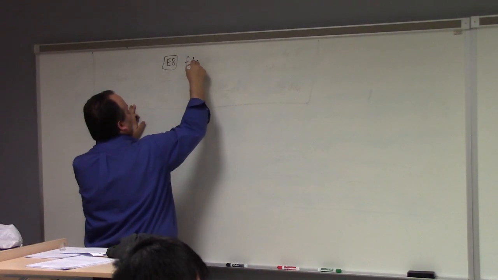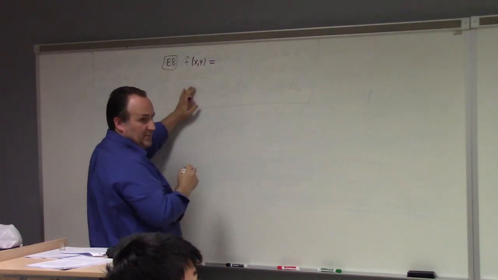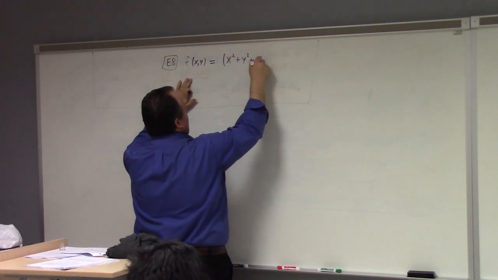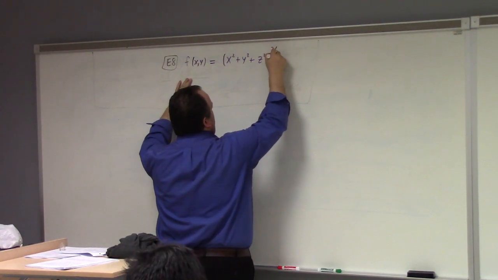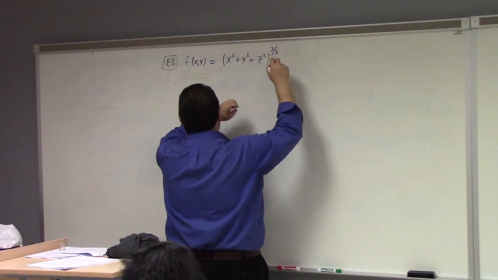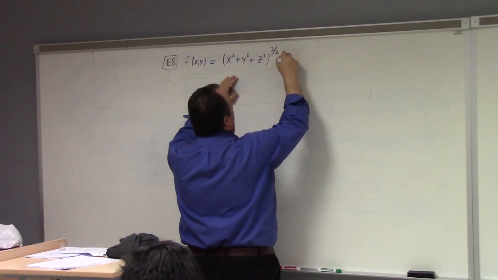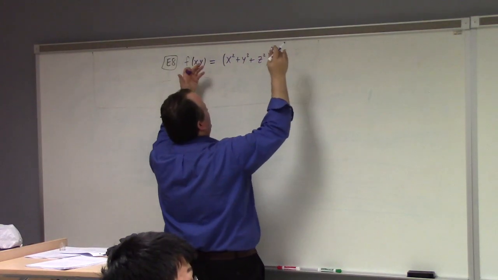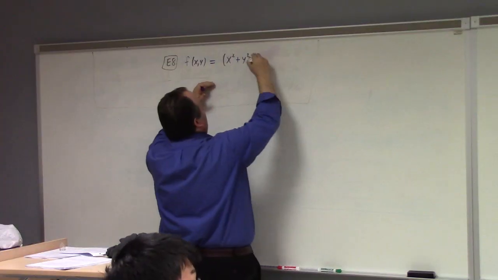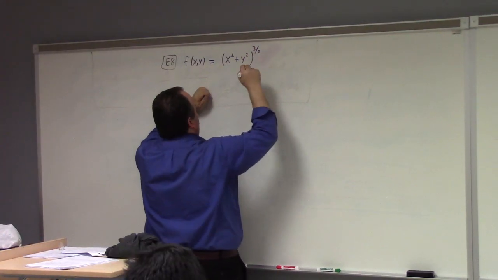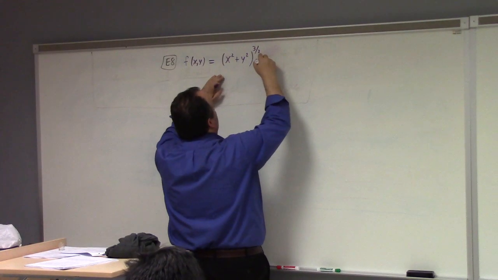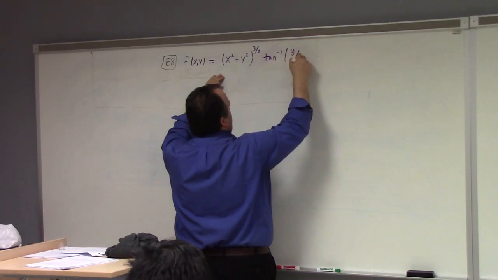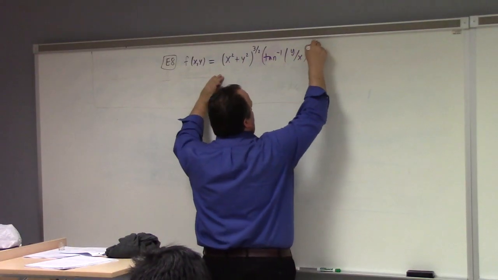f of x comma y equal to, oh, I don't know, x squared plus y squared plus z squared to the 3/2. Oh, there's no z squared here. Where does z squared come from? Times inverse tangent of y over x quantity squared.